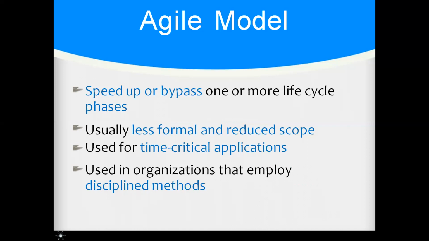Then we have usually less formal and reduced scope. It has a reduced scope and is less formal, and that's one of the reasons why C#, C++, Java are not as developer friendly as Python. A lot of people would prefer to run into Python than to run into Java or C# or C++. Is that correct? That's correct. Because Python is like for everybody.